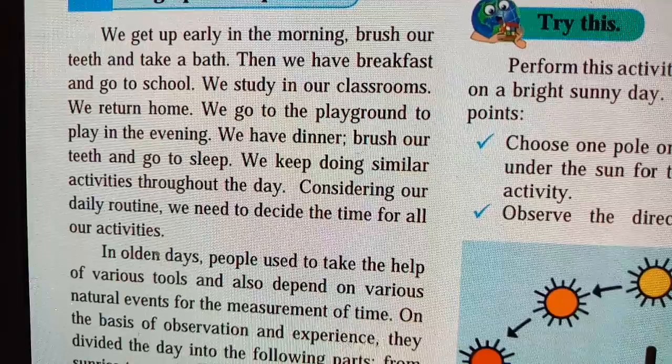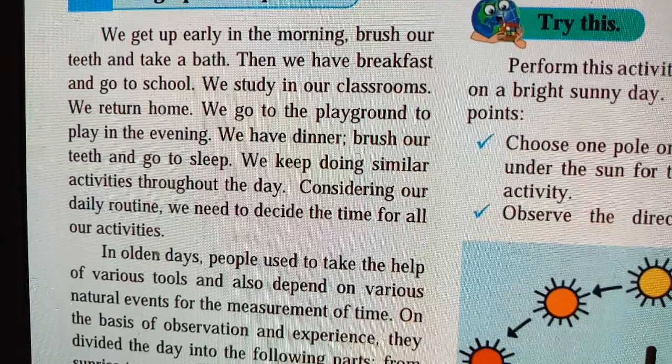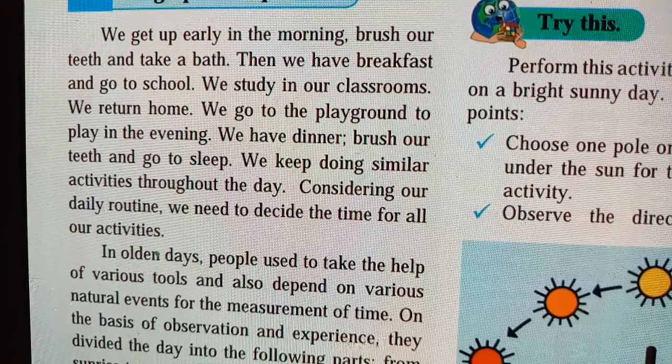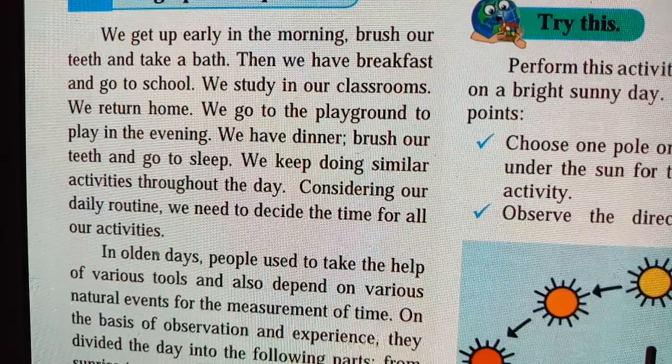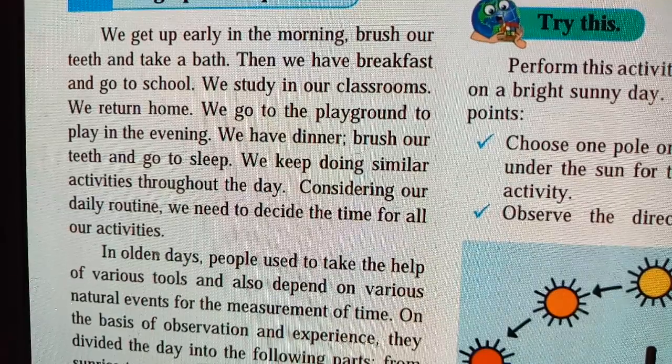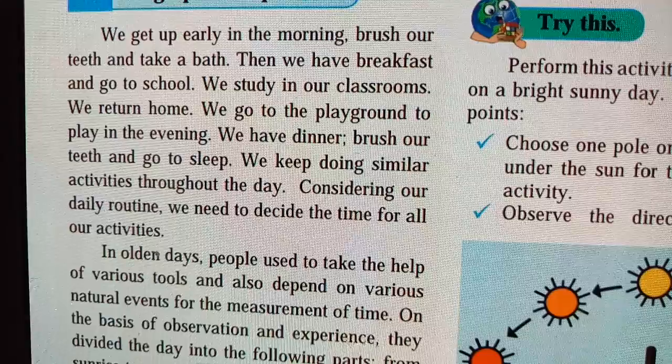Then we have breakfast and go to school. We study in our classroom. We return home. We go to the playground to play in the evening. As we all know, after school we go home and play in the evening. We have dinner, brush our teeth and go to sleep.